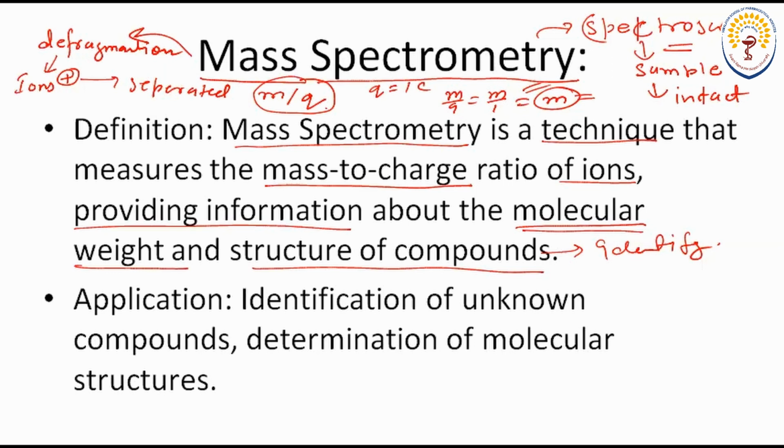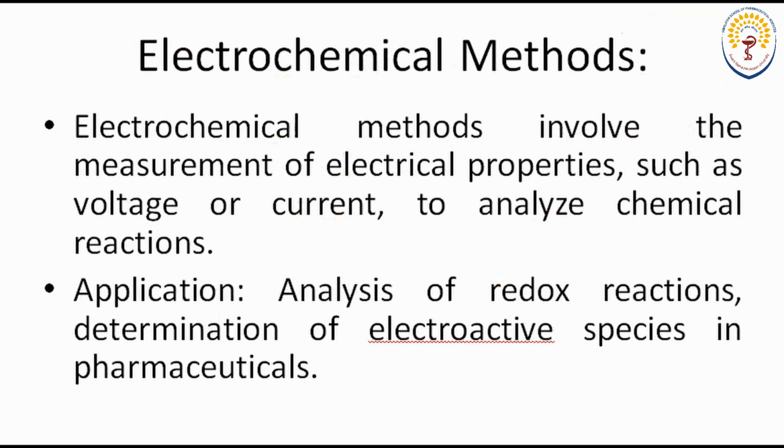So the application is the same. If we have a known compound, we can easily determine the molecular structure, and even if we have a known compound, we can check whether our molecule is there or not. Means we want to identify that molecule, we can use mass spectrum.